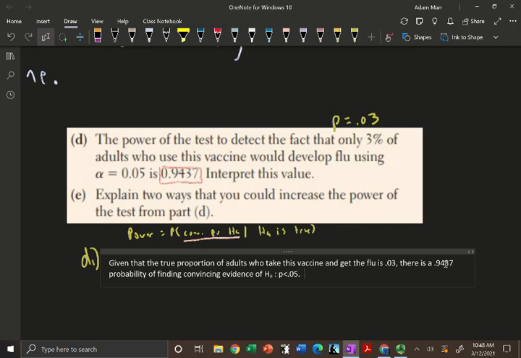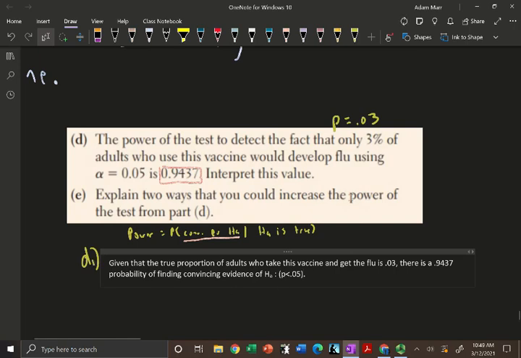So, given that the true proportion of adults who take this vaccine and get the flu is 0.03, that's the part where the alternative is true. Given that the alternative is true, there's a 0.9437 probability of finding convincing evidence for that alternative, which is that P is less than 0.05. If you want, you can put that part in parentheses, but it doesn't matter. That's part D.